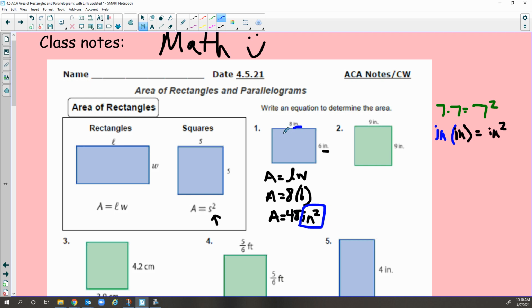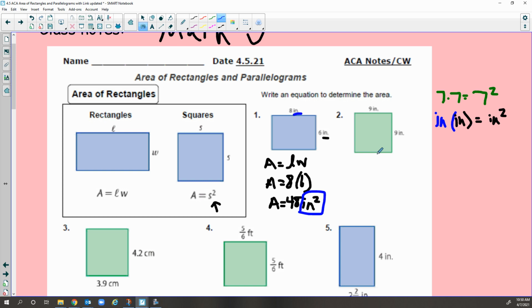It's talking about all the space that's inside, and we're taking inches times inches in this case, getting inches squared. So you know how to do the square. We would just take area equals side squared, and the side in this case is 9. This is just for squares. I could just do 9 times 9, but that's essentially what I'm going to do anyways.